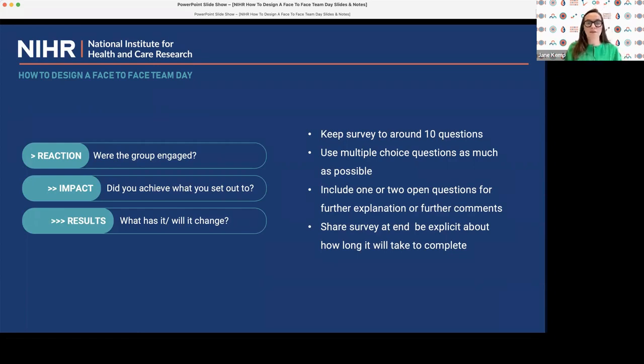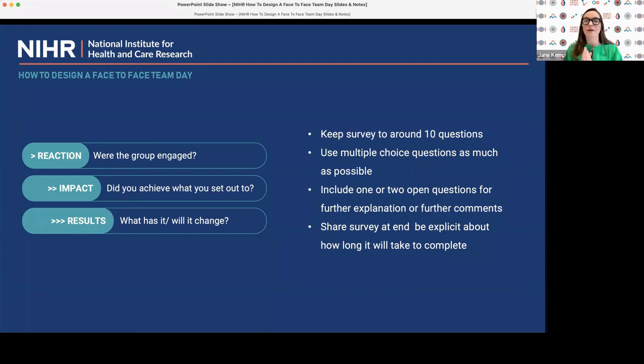Final piece is the results. What has it changed? Have we achieved what we wanted to? In order to do this, this might need to be more qualitative. This might need to be a more in-depth discussion. So, for example, if we're doing a session all about team building, we're trying to bring the team closer together, 2 months down the line, we could do some interviews. What changed? What did you notice? What was the difference? What were the benefits that you got out of that day? Just to really find out, what is it that's changed? It might need to be a while after the event, because we might not instantly see that change, maybe taking a while.